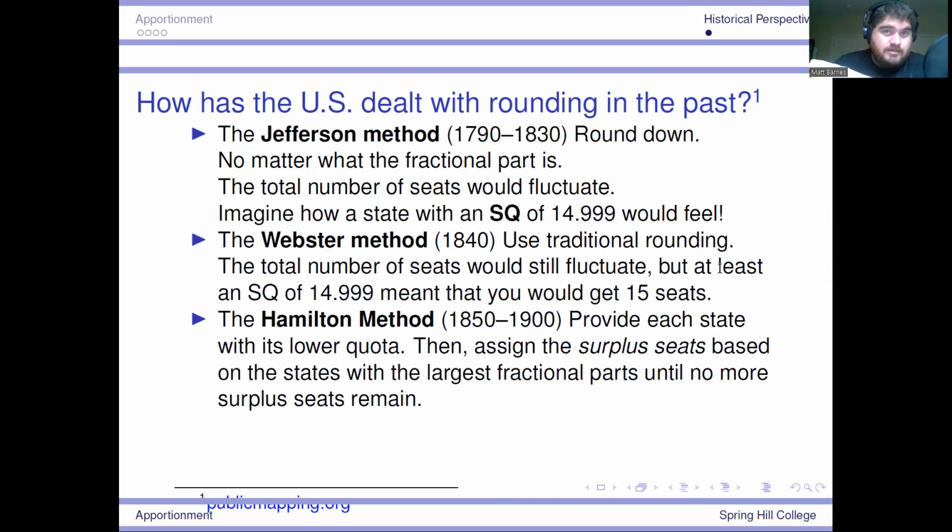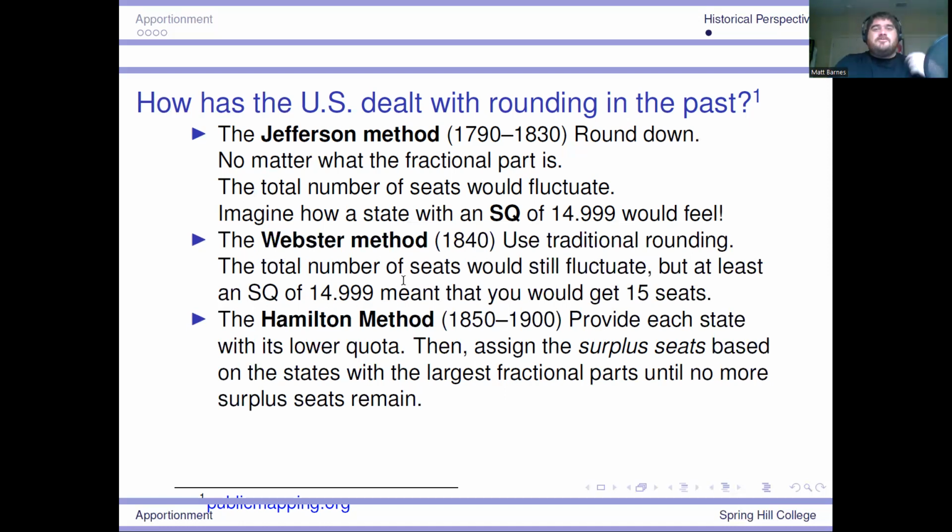Well, then we went to the Hamilton method. And what we did was we provided each state with its lower quota. So we divvied all those up first. And then we took however many seats we had left and just gave those out to the largest fractional parts. So let's say we had a state with a standard quota of 14.999, and then we had another one with a standard quota of 14.5, and we had one extra surplus seat, we would give that one to the 14.999.